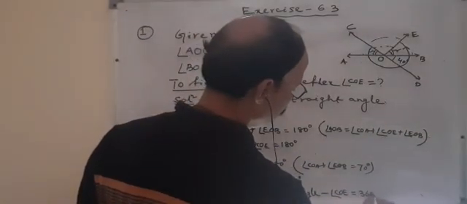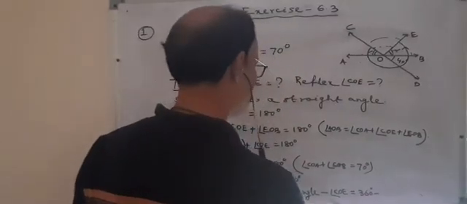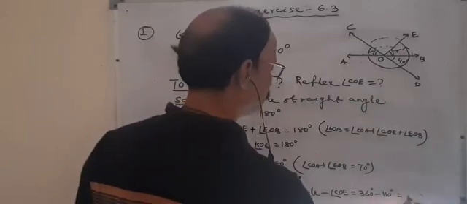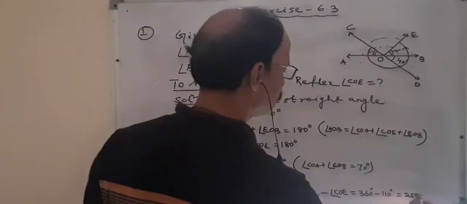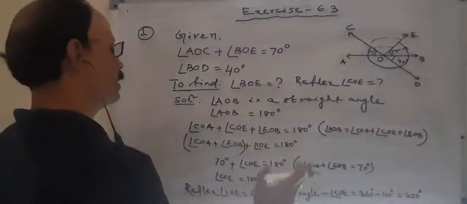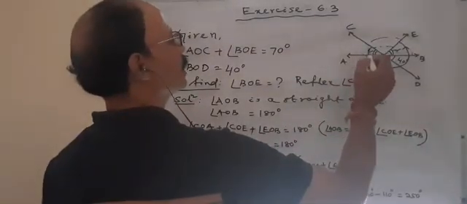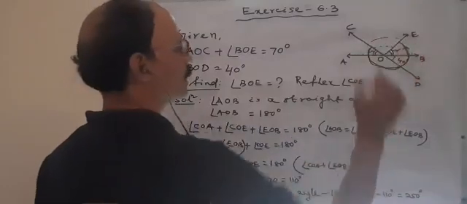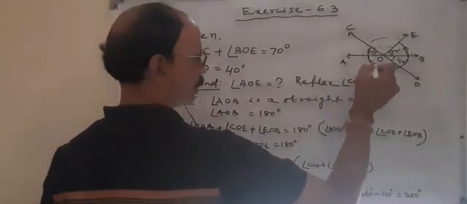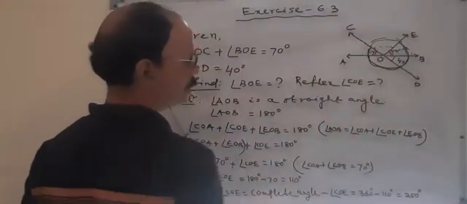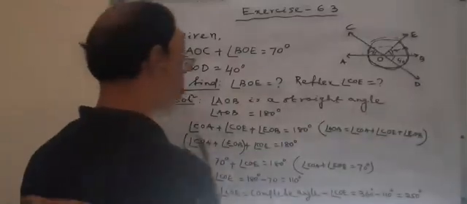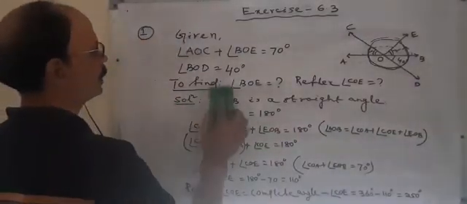So what is the complete angle? 360 degrees minus COE, which we found to be 110. So it will be 250 degrees. This is the reflex COE angle. So this angle is 250 degrees. Clear? Complete angle means this total angle, it is 360 degrees. So 360 degrees minus 110 is 250, and this is the reflex COE angle.